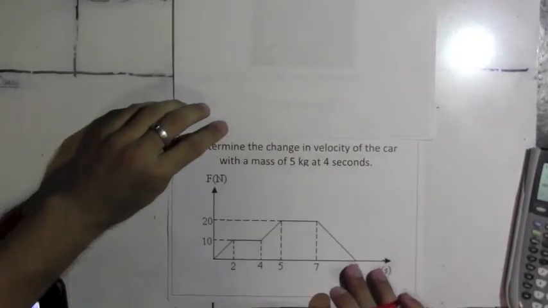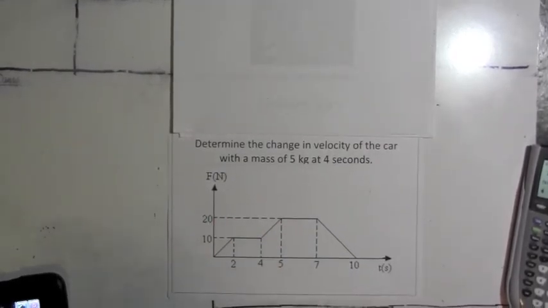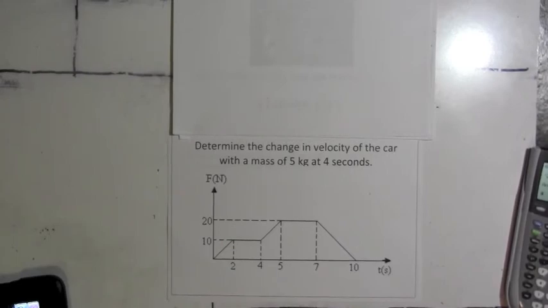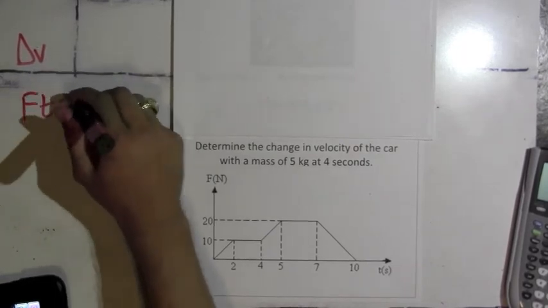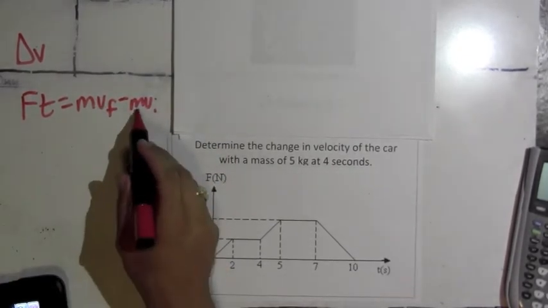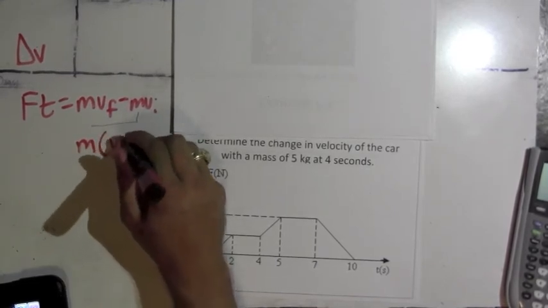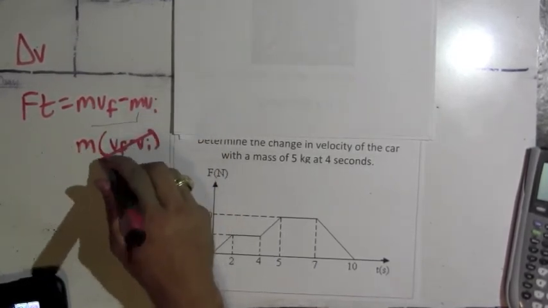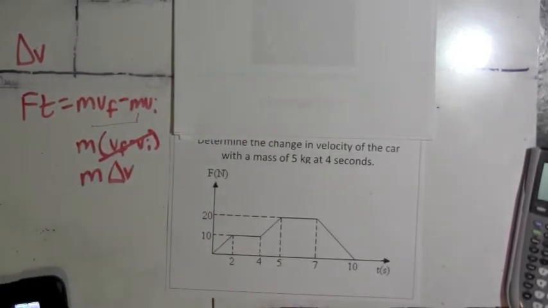Okay, this question is also a graph question. It says determine the change in velocity of a car with a mass of 5 kilograms at 4 seconds. So remember, when we're looking at the change in velocity, that's defined as delta V. Now I can actually get delta V using the impulse if I were to look at my equation. My equation is Ft equals mVf minus mVi. But if I were to factor out that m, what it really is is m times Vf minus Vi, which is, by definition, delta V. So you have m delta V is equal to Ft.